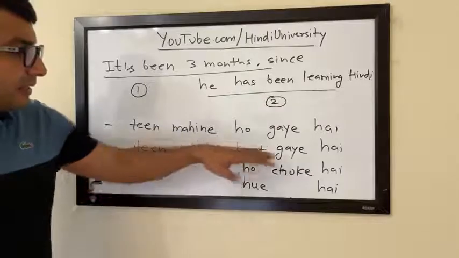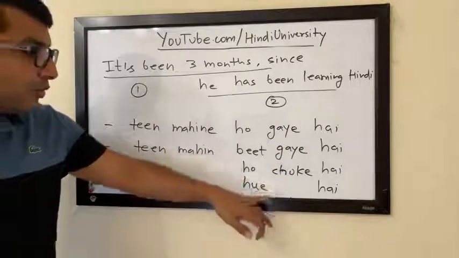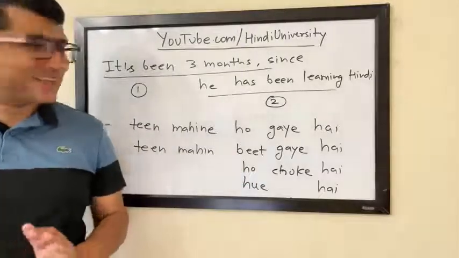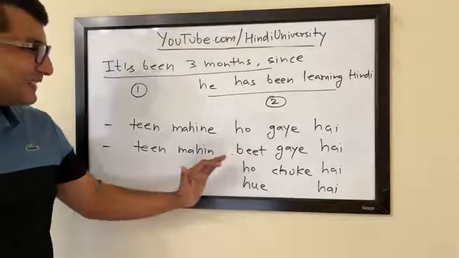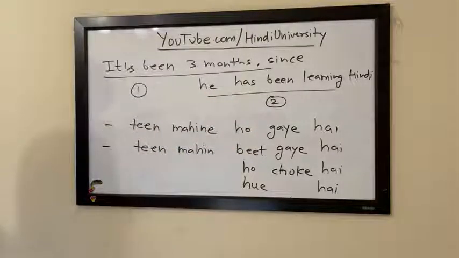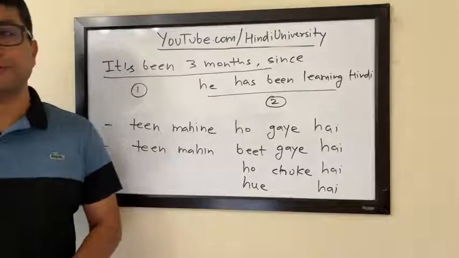Essentially, it's basically using the present perfect form, right? हो चुके हैं, हुए हैं, हो गए हैं. Okay. Part 1. Bear with me. This is as we break things down here. Okay. 3 महीने हुए हैं. 10 साल हुए हैं. It's been 10 years.